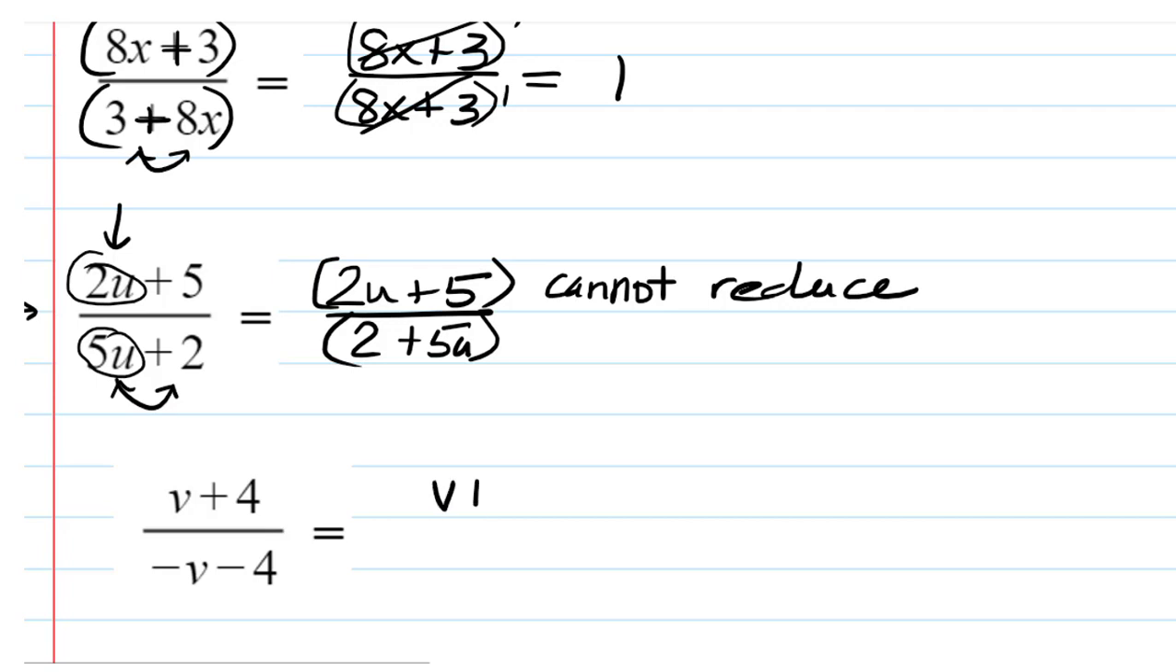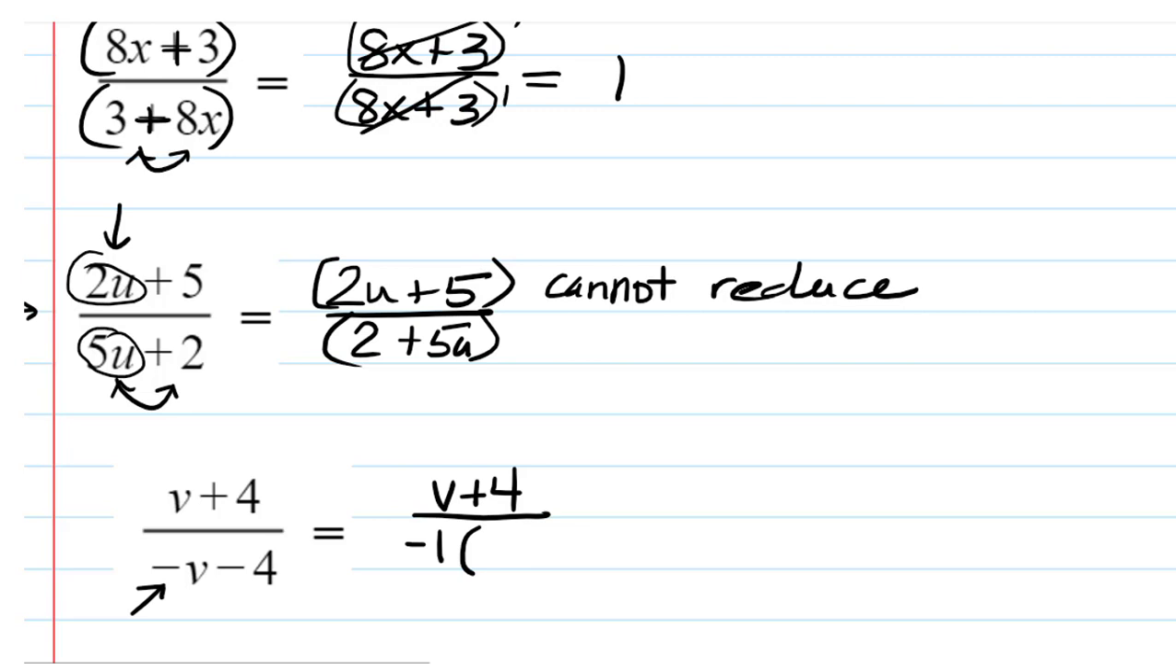So v plus 4 has a leading coefficient of 1. It's not written, but it's a positive 1, which is what we like. We don't like having a leading coefficient of a negative. So let's factor that out. If I factor out a -1 from both of those terms, what's left behind?